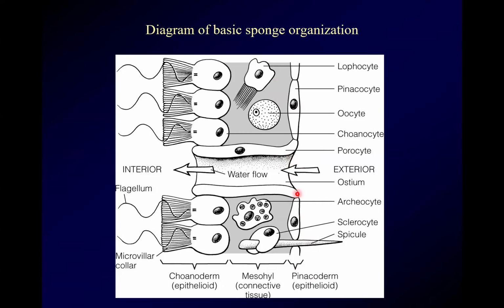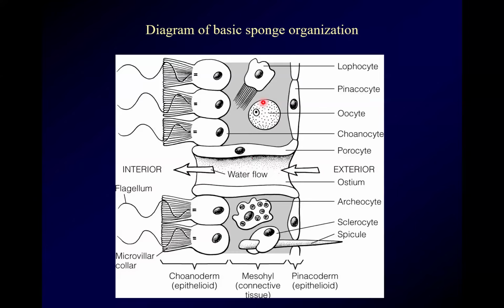Here we've got one of these tiny little incurrent pores, an ostium, and holding the ostium open is one of these porocytes, and the porocytes can open or close to increase or decrease the flow of water into the sponge. And then all the gray stuff in between, that's the mesohyl.